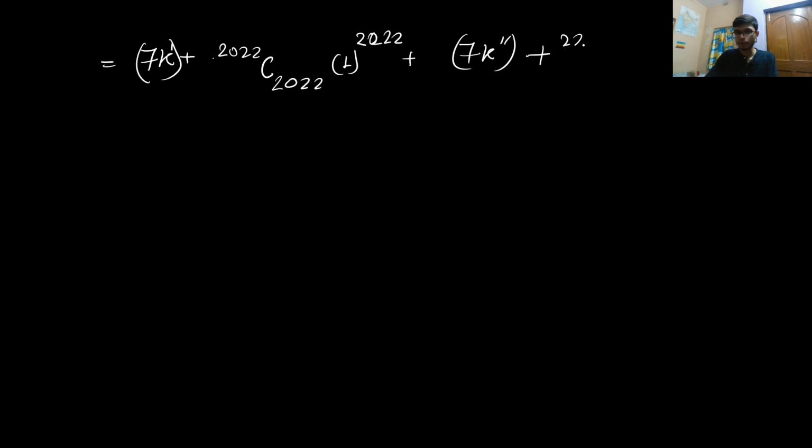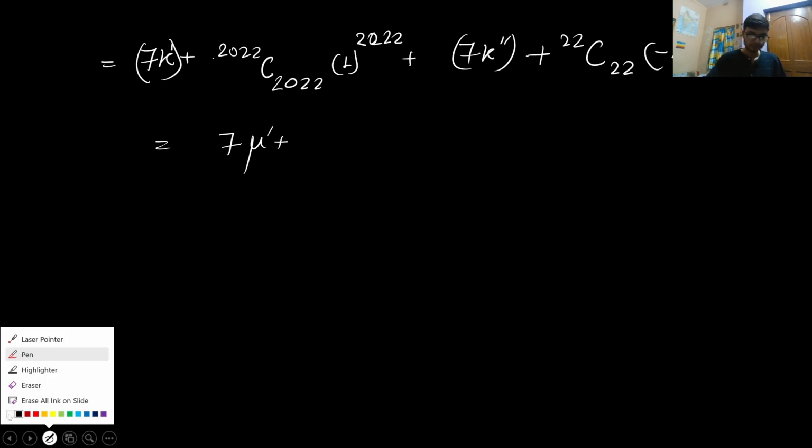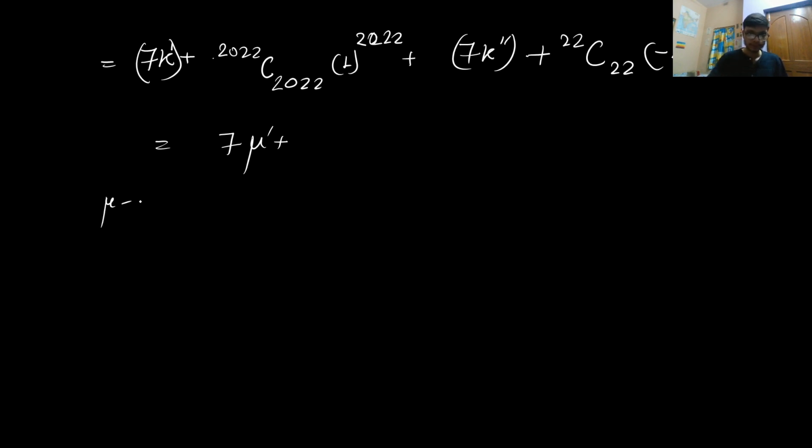And if you look at the last term, it will become 22C22, minus 1 raised to the power 22. But since a negative raised to an even power is of course a positive number, this will yield a number which is 7μ', where μ' is a constant integer. Okay, where μ is an integer.